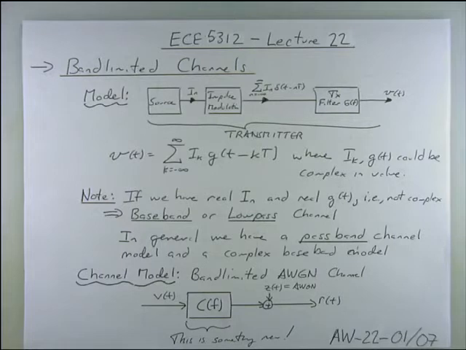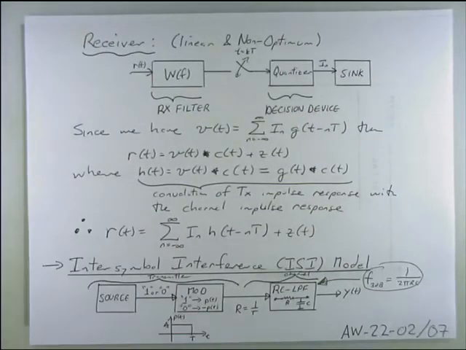Now, this is the new thing, c(t). Some people use h(t) for the channel, some people use c(t). There's another name for it. It's called the channel impulse response, or CIR. So when you have this, and then, like what I mentioned before, we need to decode this. We're going to have a receive filter, w(f) or w(t), and we sample.